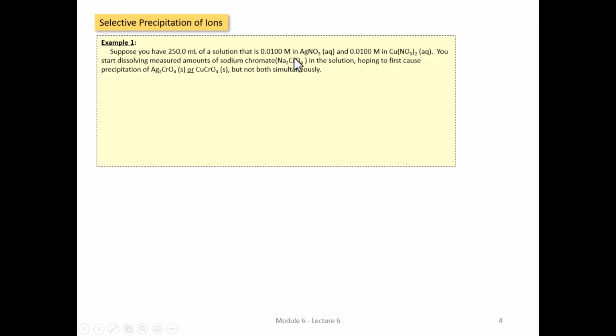Again, we have a solution with silver ions and copper ions. The nitrate ions will be spectators here. You start dissolving sodium chromate, which will give you sodium ions and chromate ions. And what you're hoping is that the chromate ions will go after either the silver ions or the copper ions at first, but not both. So we're wondering whether we're going to get precipitation of silver with chromate, silver chromate, or copper with chromate, copper chromate.